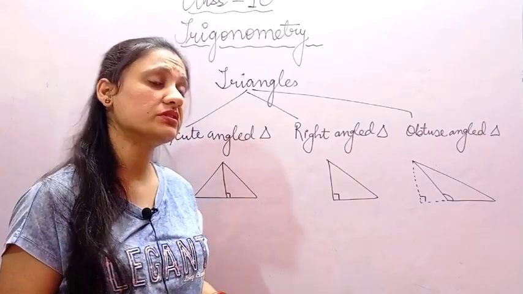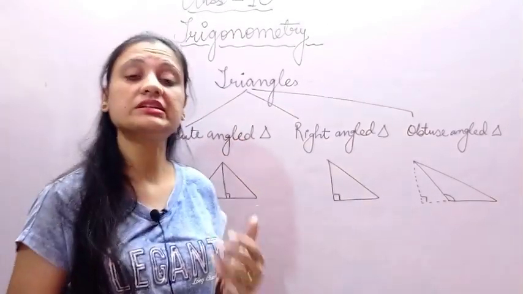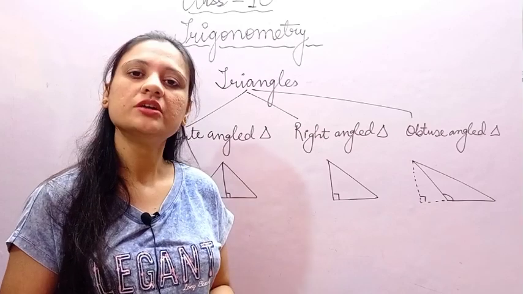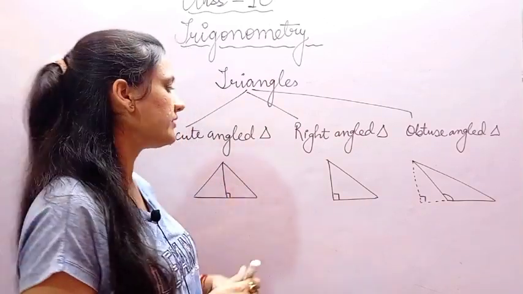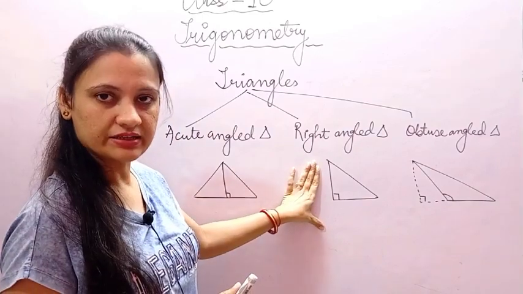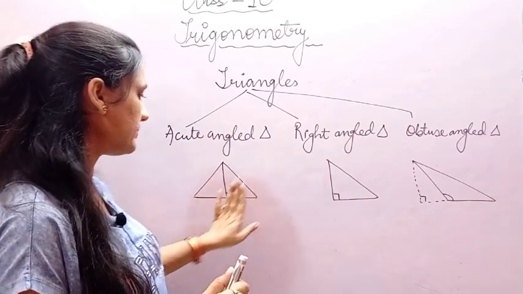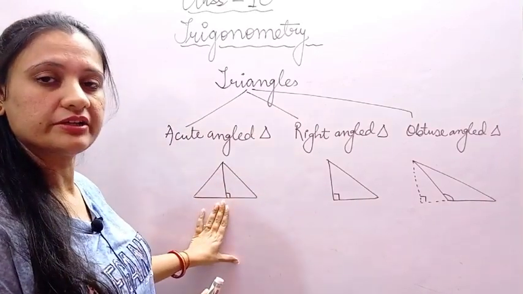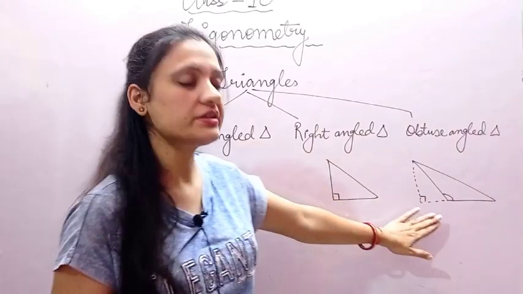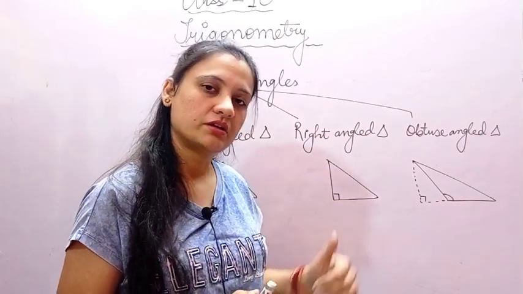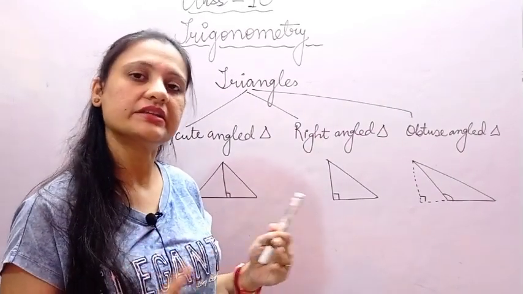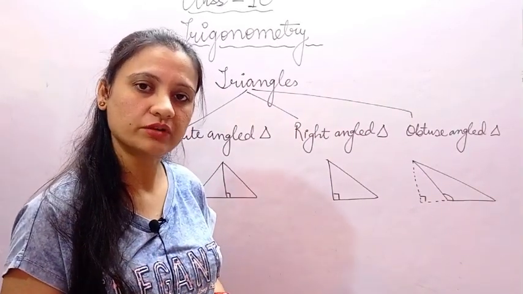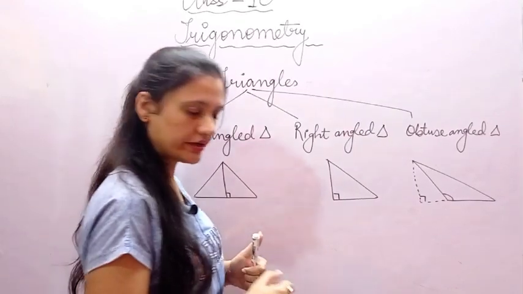But as we know, this chapter is introduced for the first time in class 10, so we should always start from the simpler thing. That is why we start from right angle triangle, although it is applicable to acute angle by converting into two right angles and in obtuse angle also. I hope it is clear to you why in class 10 it is applicable to right angle triangle only. Okay, let us go ahead.